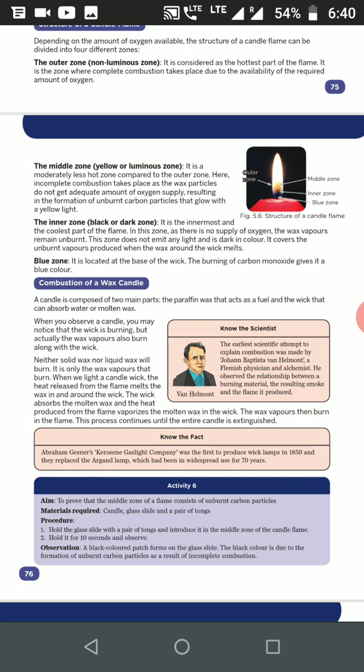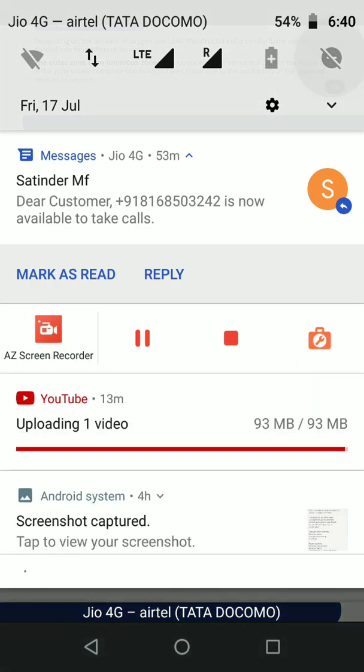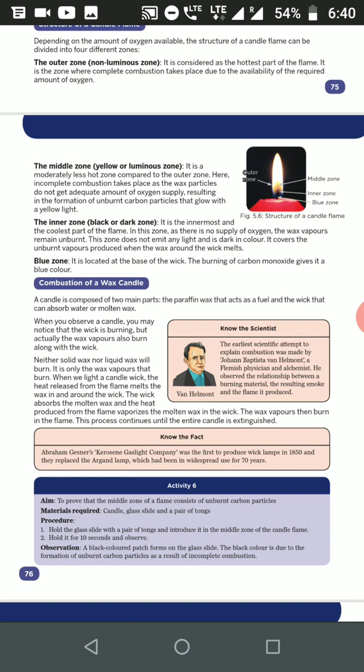When we light the candle, the heat released from the flame melts the wax around the wick. Due to the heat, the wax which is present around the wick melts. The wick absorbs the molten wax, and heat produced from the flame vaporizes the molten wax in the wick. The wax vapor then burns in the flame, and this process continues until the entire candle is extinguished.